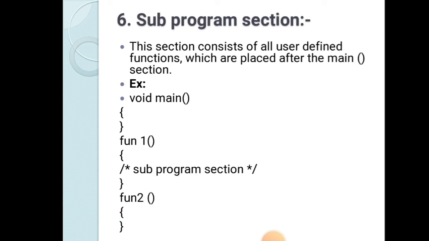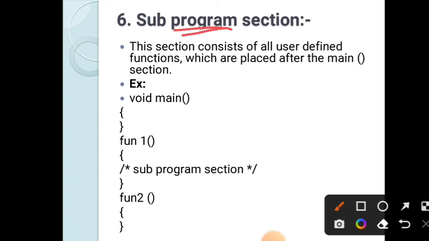The last one is the subprogram section. So what is a program? A program is a set of instructions used to perform one task. A subprogram is also a program, but a subprogram is used to perform one function. So this section consists of all user defined functions. You can define any number of sub functions, subprograms, in the program.